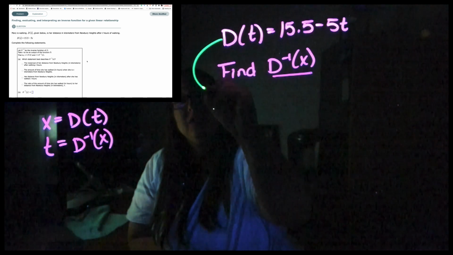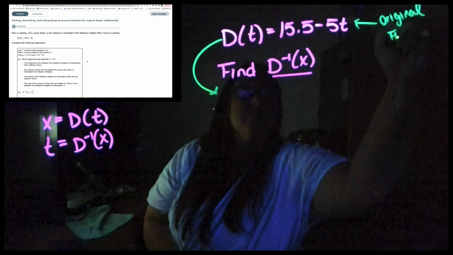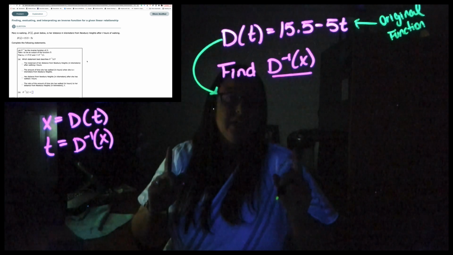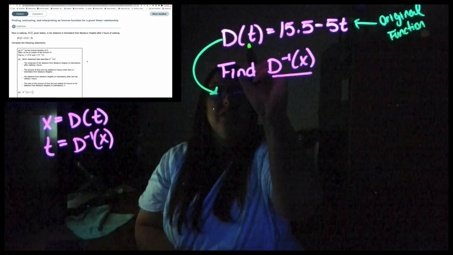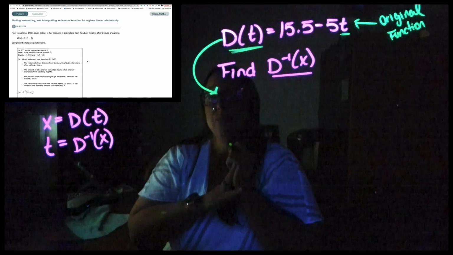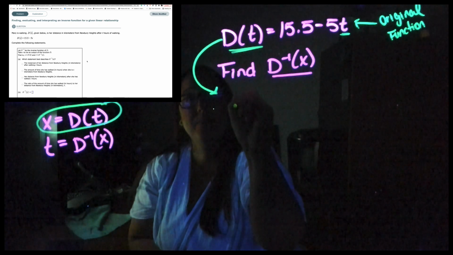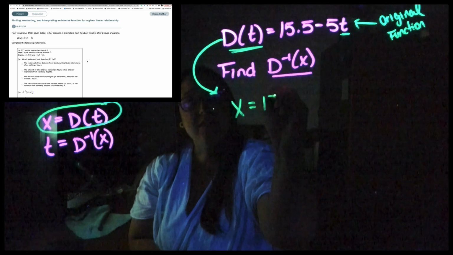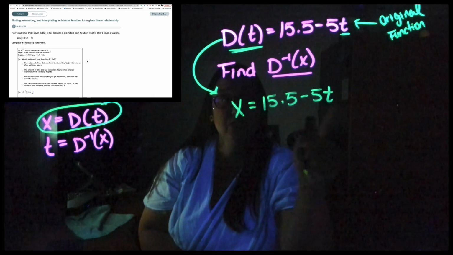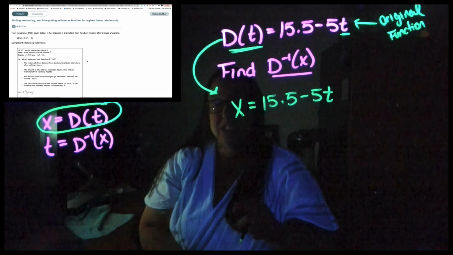If I do that, I know that this right here is my original function. That is not my inverse function. But to find my inverse, if you remember what we did in class, we substituted the X and the Y. Now I'm going to do this a bit differently. I'm going to take my known pieces here. I know that X is equal to D of T, so I'm going to put that X is equal to 15.5 minus 5T. Like I said in class, I usually substitute the X and the T, but I'm not going to do that here because if I do, then my notation is not as straightforward.